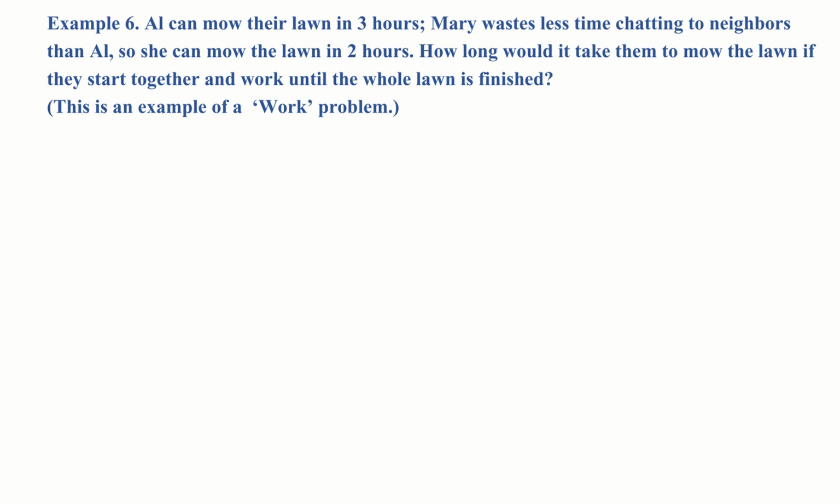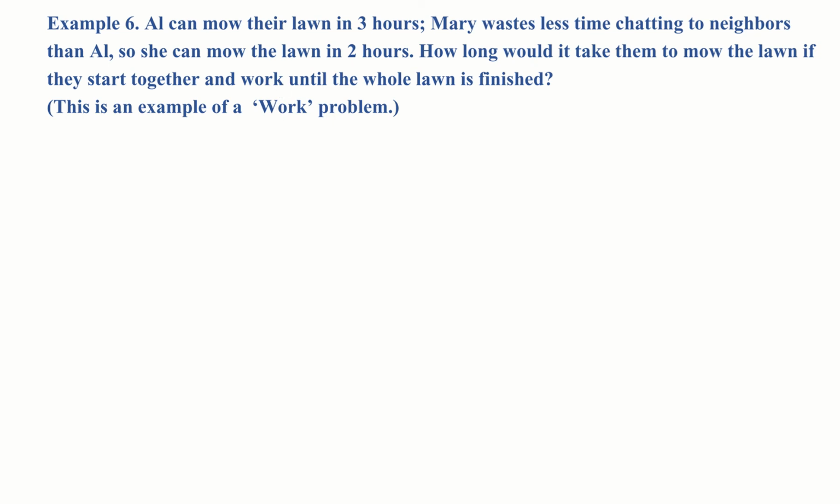Here's another kind of rate problem called a work problem. So here, Al can mow their lawn in 3 hours. Mary wastes less time chatting to the neighbors than Al, so she can mow the lawn in 2 hours. So how long would it take them to mow the lawn if they start together and work until the whole lawn is finished? Okay, again, we call this kind of a problem a work problem.